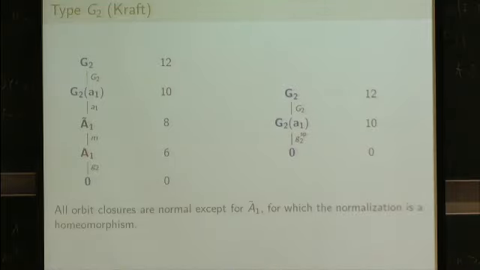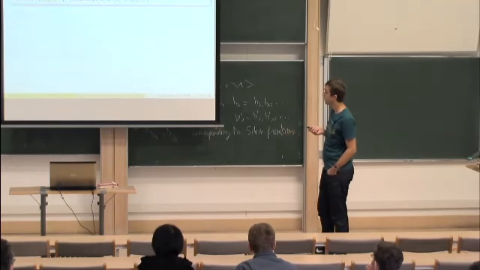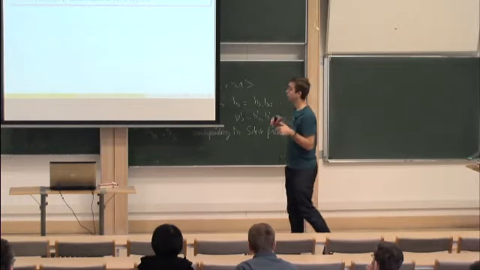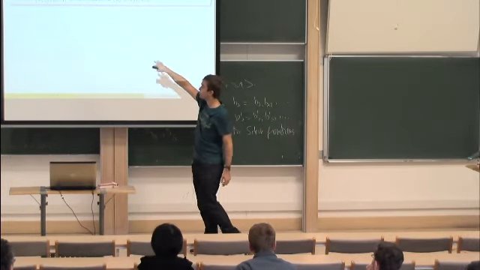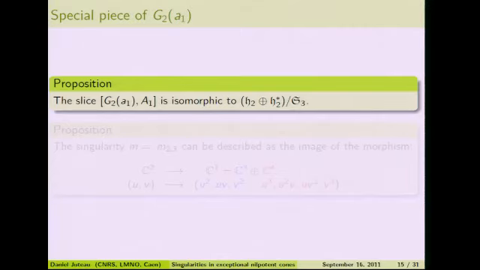So the A1 tilde orbit closure is not normal. All the other ones are normal, but this one is not. And the normalization is a homeomorphism. So it looks a bit strange, but we could get some insight about this situation. So I will denote by an interval a slice. So I take the closure of G to A1 and I intersect with a slice to A1. So it tells you how this interval looks.